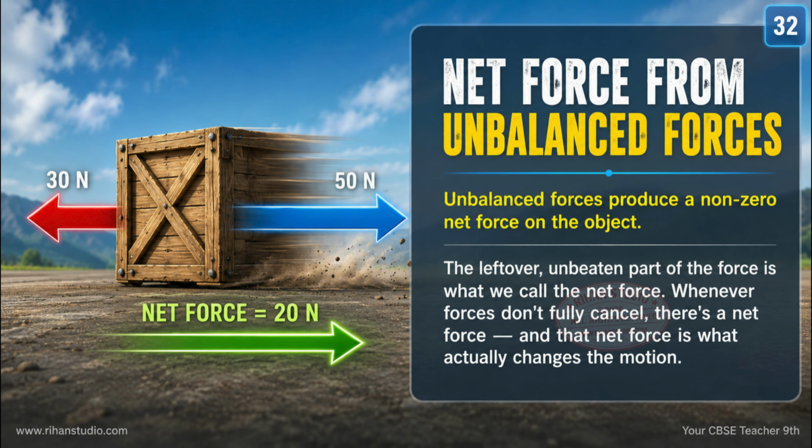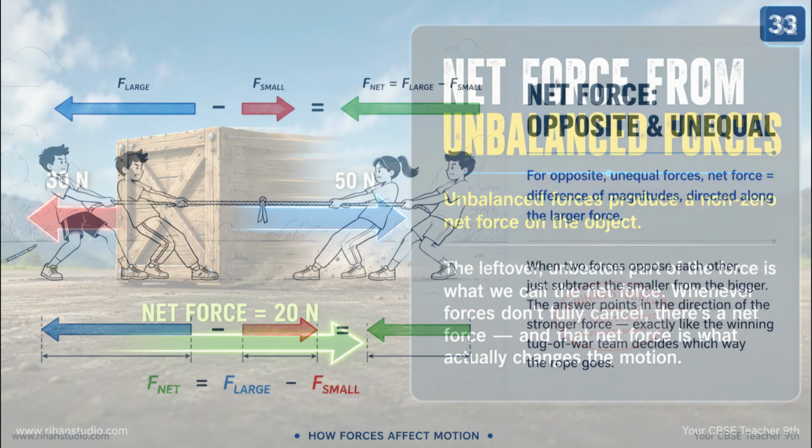Net force from unbalanced forces. The leftover, unbeaten part of the force is what we call the net force. Whenever forces don't fully cancel, there's a net force. And that net force is what actually changes the motion.